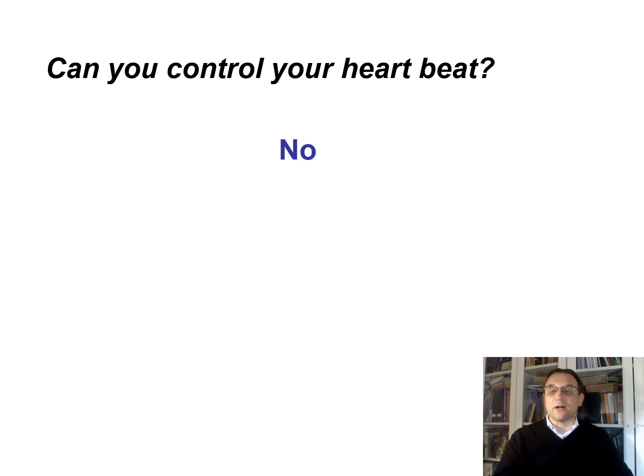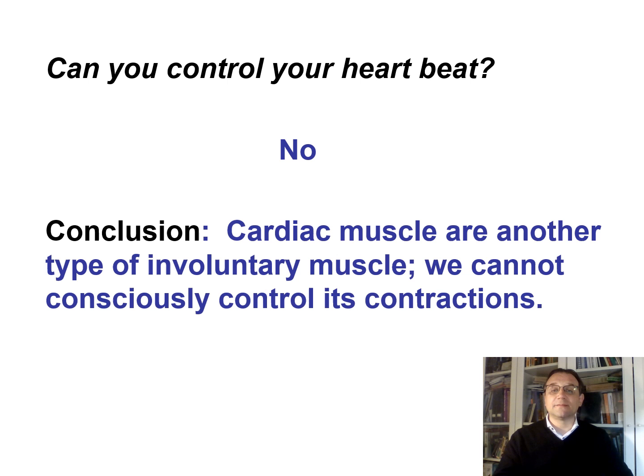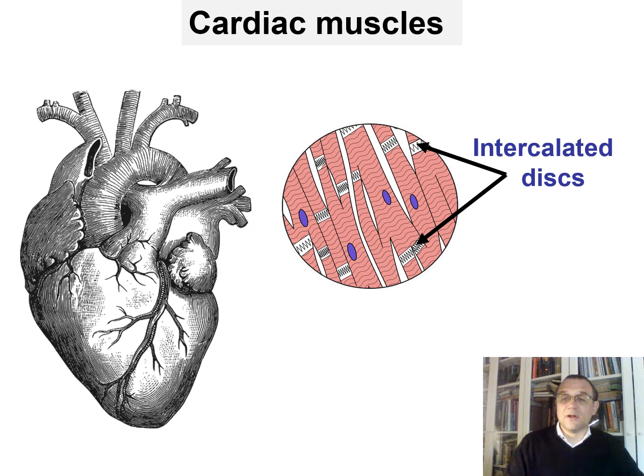Conclusion: cardiac muscle is another type of involuntary muscle. We cannot consciously control its contractions. All the muscle fibers in our heart contract at the same time, and all of them relax at the same time. Cardiac muscle cells beat together because of the sinoatrial node, which sends electrical nerve impulses throughout the heart.